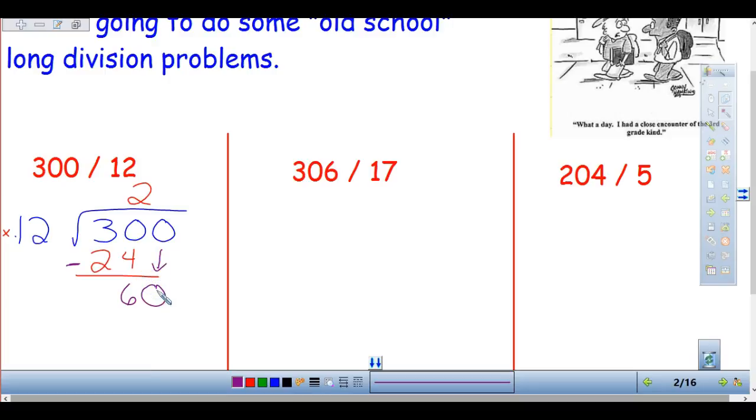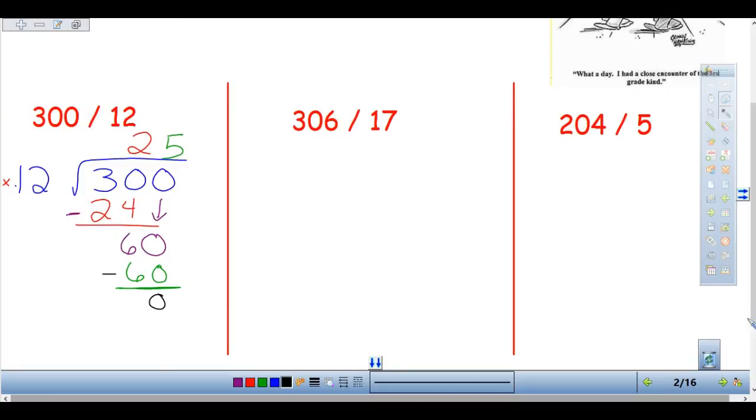Now, does 12 go into 60? So I'm going to put a 5 up here. Then I multiply, right? Now the process is the same. So I multiply these. I get 60. I draw my line, and then what do I do? I subtract. Okay? Now, my question is with this, is 12 a factor of 300? It is. But why?